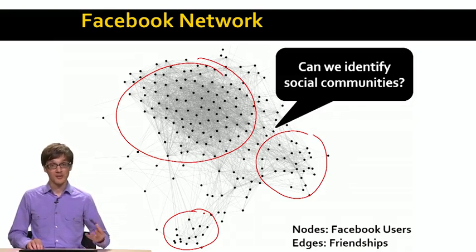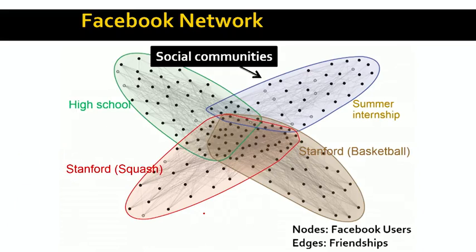If you ask whether I can detect social communities in this network, the student whose social network we are looking at told us that there are 4 communities of his friends. There is a set of his high school friends. There is a set of friends he made at summer internships at various companies around Stanford. There is a community of friends with whom he plays squash, and another community of Stanford friends with whom he plays basketball.